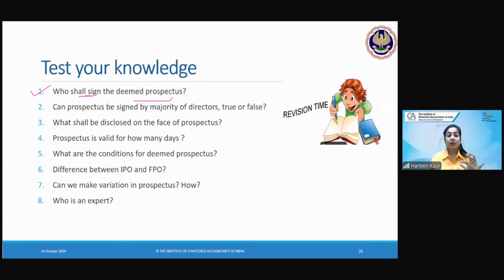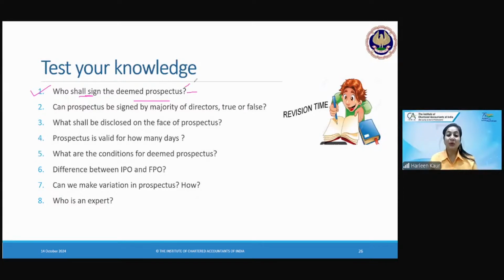Okay. So who shall sign the deemed prospectus? Director. Somebody is saying directors. What do you mean by directors? One director or two directors? Bhavna is asking me to choose one, ma'am. So you are doing MCQ with me? If you write such kind of answers in the exam, the examiner will also try to choose which is the correct one. So don't give such choices. You have to tell me the correct answer.